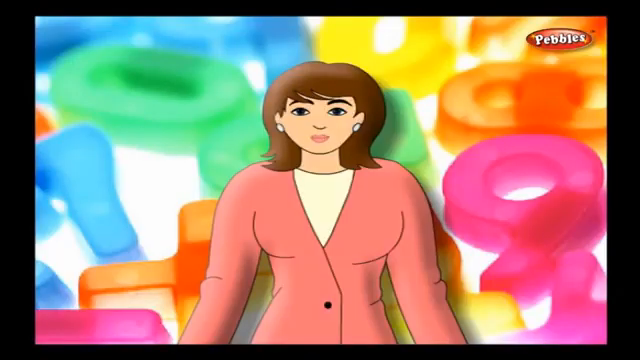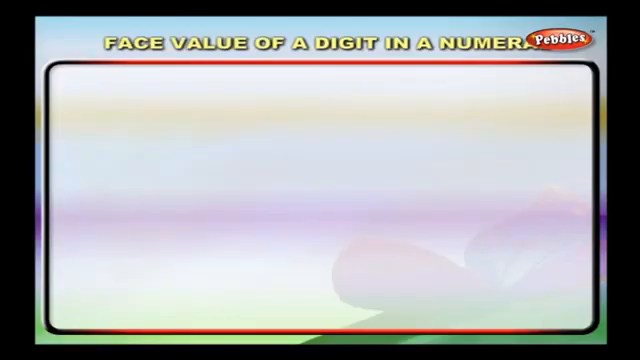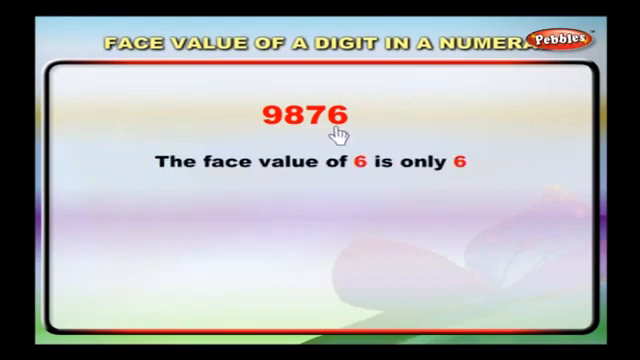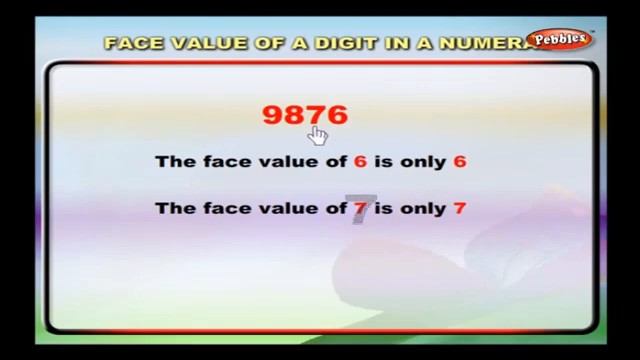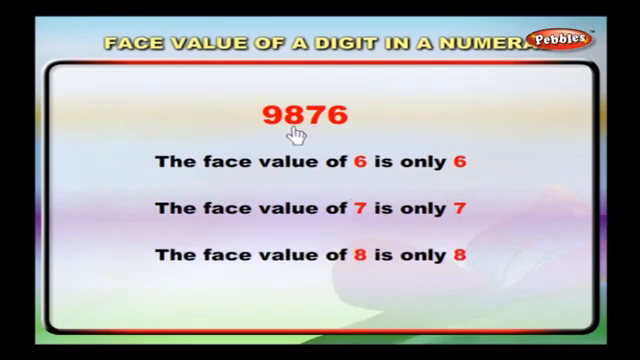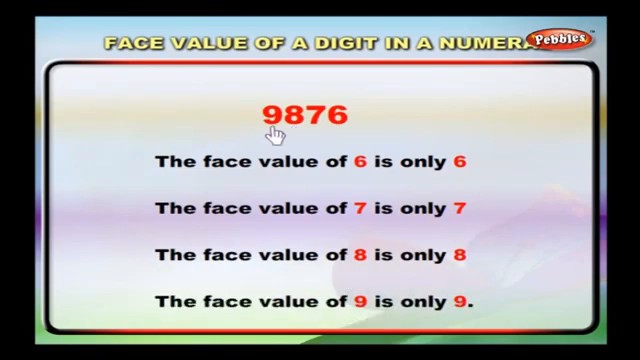Face value of a digit in a numeral. The face value of a digit in a numeral will remain the same at whatever place it stands. There will be no change in the value. Thus, in the numeral 9,876, the face value of 6 is only 6. The face value of 7 is only 7. The face value of 8 is only 8. And the face value of 9 is 9.